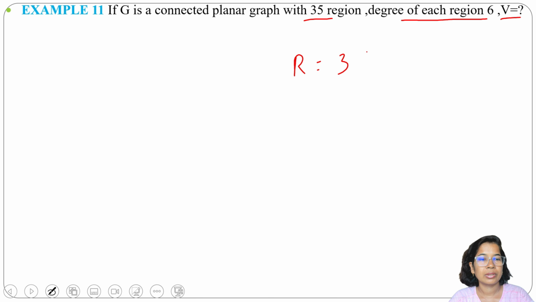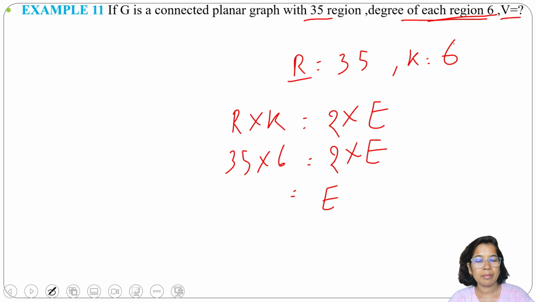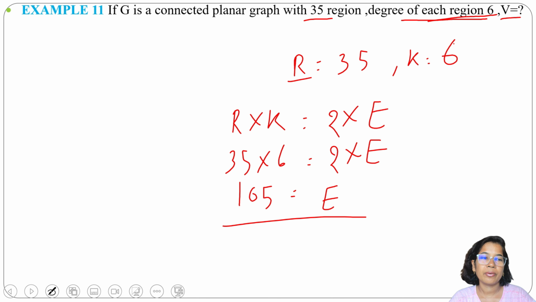R equals 35 and degree of each region equals 6. Degree of each region equals 6 means in that region it is bounded by 6 edges. Okay. So degree of each region equals 6. Let K equals 6. So R multiplication K equals 2 multiplication E, 2 into number of edges. R equals 35, K is 6 equals 2 into edges. 35, 6 divided by 2 is 3. 35 multiplication 3, it's 105. We got number of edges.